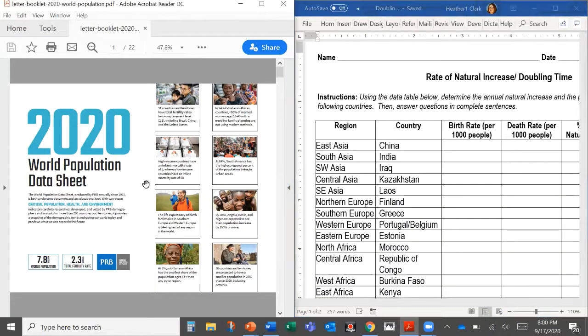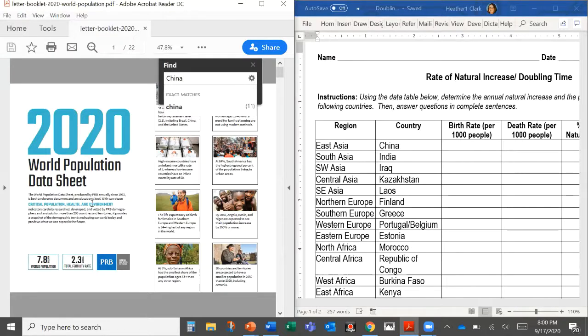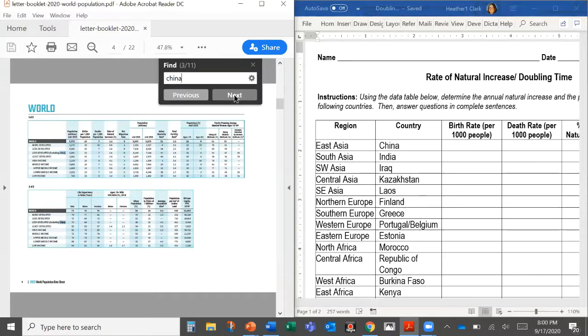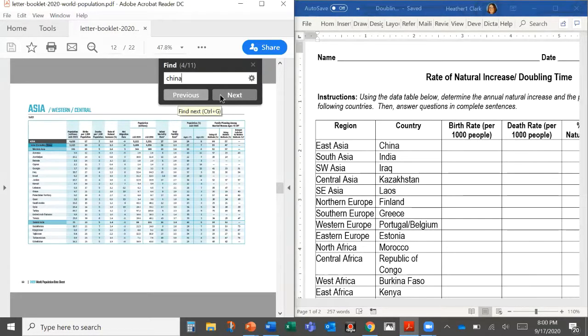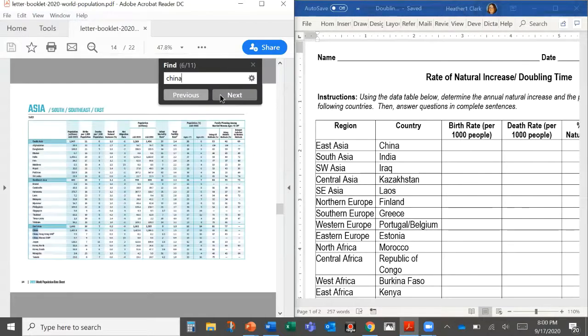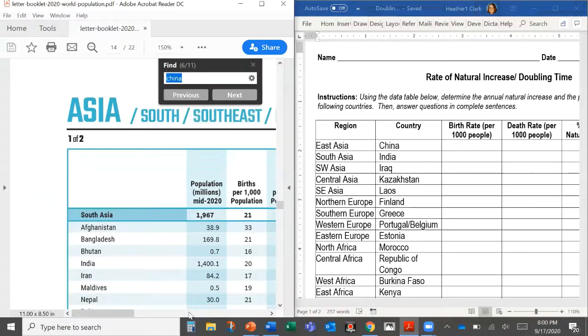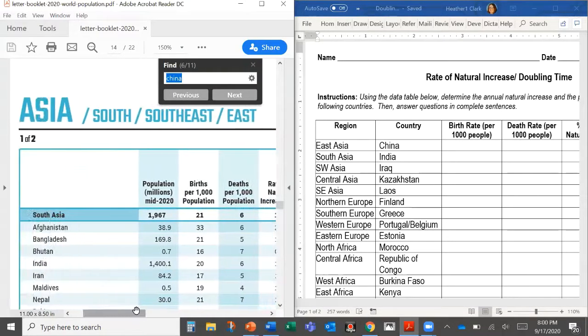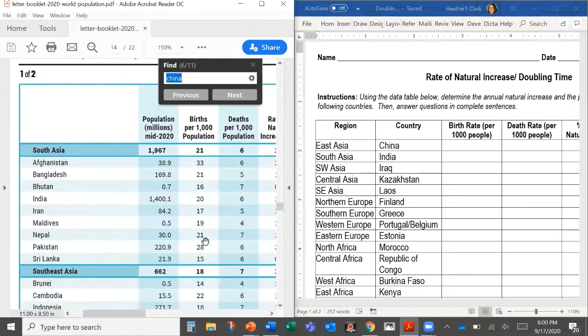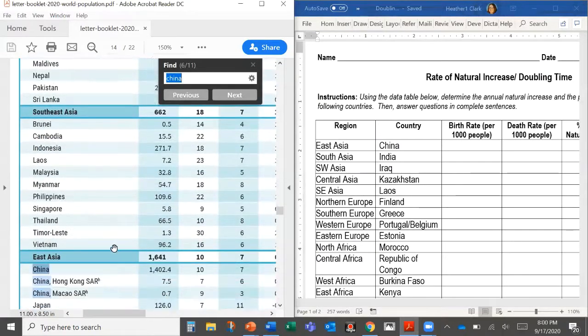The first thing we're going to do is find China. We're going to do a Control F and type it in, and then look for where it says China on this chart. Okay, that one says excluding China. All right, here's China. So we're going to zoom in and make that bigger. We just need the birth rates and the death rates, so this is right here. We're going to go down to China and put this in.